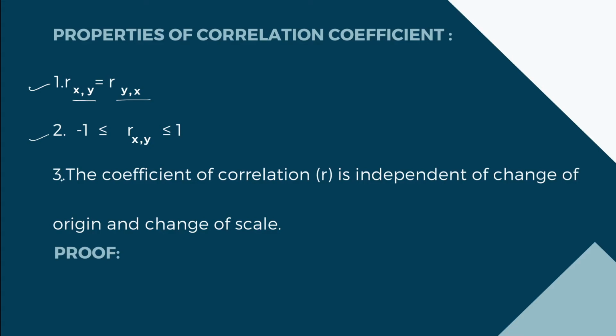Now the third and very important property of coefficient of correlation is the coefficient of correlation r is independent of change of origin and scale. This is most important property of correlation coefficient. If we change the origin and scale, then it will not affect the value of coefficient of correlation. Now we will prove this property.